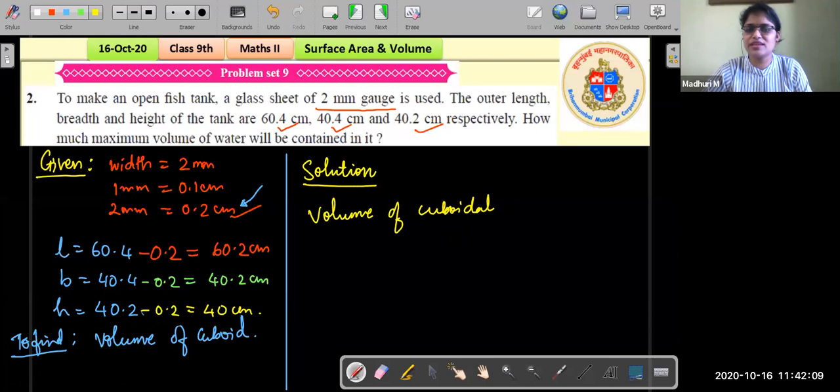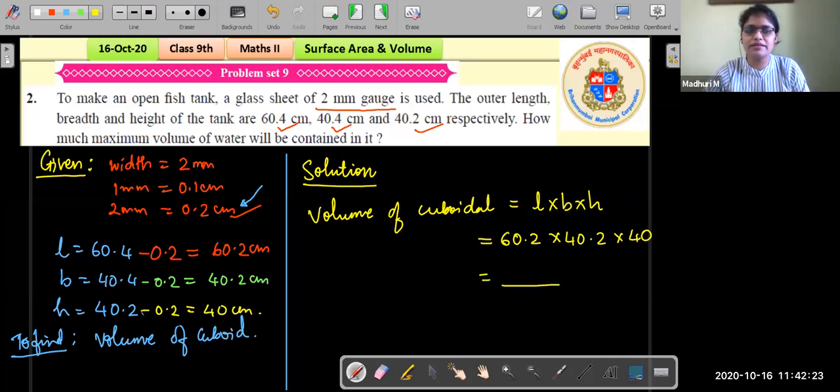Quickly try out the calculations now. That is L times B times H. We know the values, that is 60.2 times 40.2 times 40, right? You have to do the multiplication and you will get some answer. I won't tell the unit, because maybe that is also a part of the question. So quickly try this out. You need to multiply and then I'll add the question to the quizzes link. So try out the multiplication part and then we will move to the question dashboard.